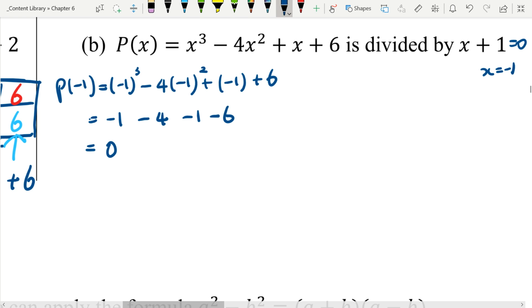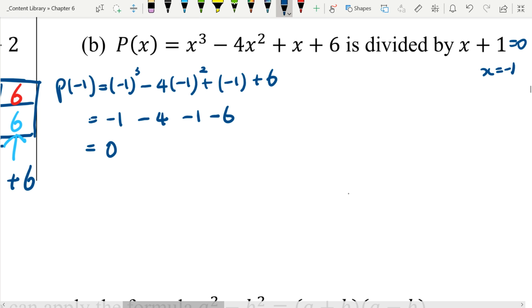Why did I get remainder 0, what does that mean? There's no remainder. A little bit further, what you can say is x plus 1 is a factor of p(x). So p(x) is divisible by x plus 1 and it's a factor.